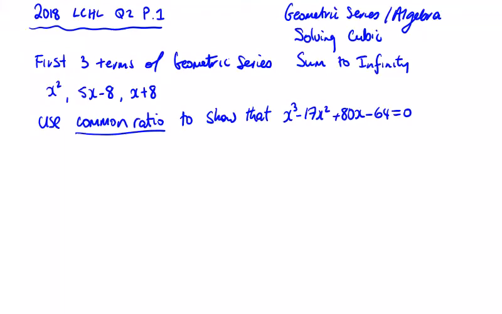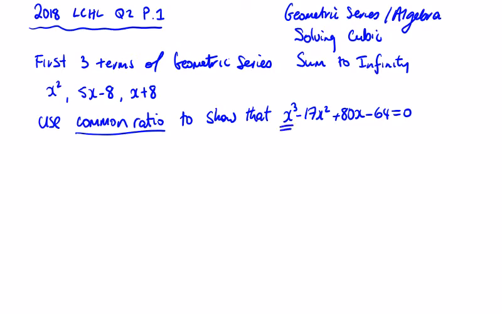2018 Leaving Cert Higher Level Question 2, Paper 1. You're told that the first three terms of a geometric series are x squared, 5x minus 8, and x plus 8. Use the common ratio to show that x cubed minus 7x squared plus 80x minus 64 is equal to 0. Now it's kind of a clue.